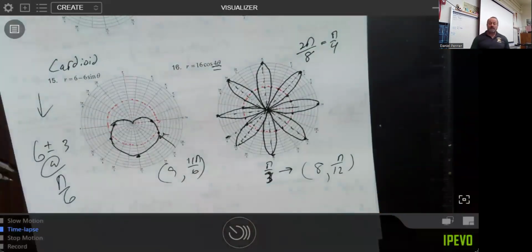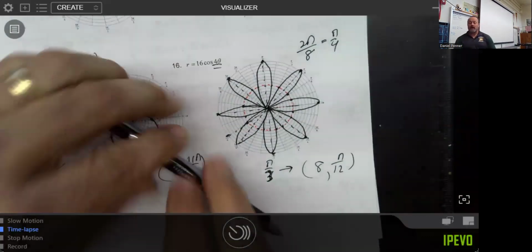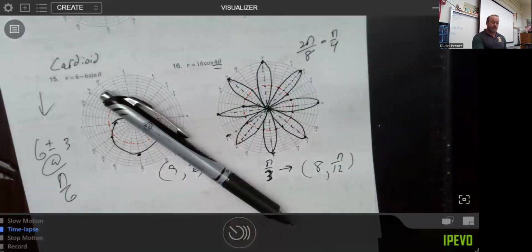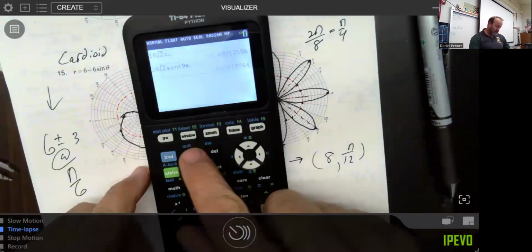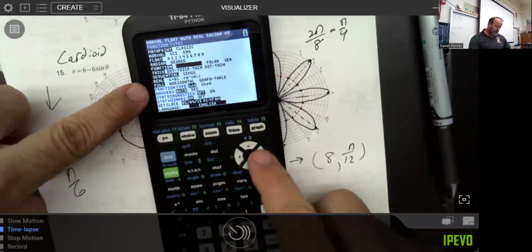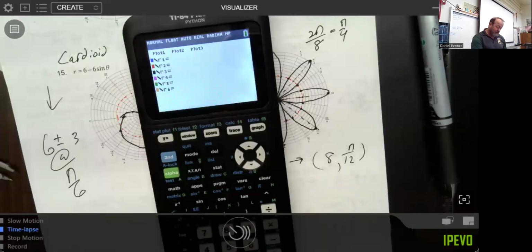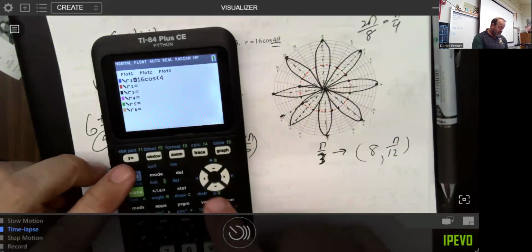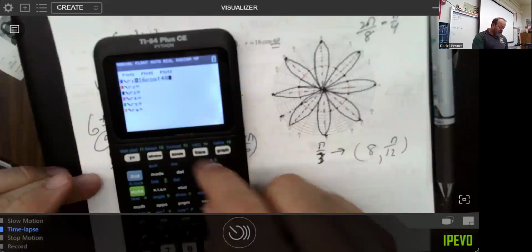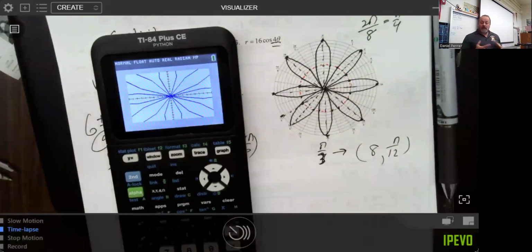And of course, on all of these, you easily could graph them, just making sure you put your calculator in polar mode. So again, if you go down and put it in polar mode, that's going to allow you to take a look at these values like 16 cosine of 4 theta. And you'd be able to see if it looks right. And so that looks okay.